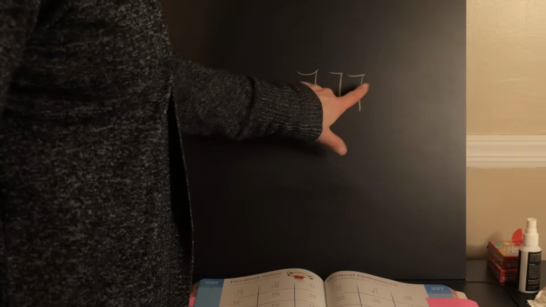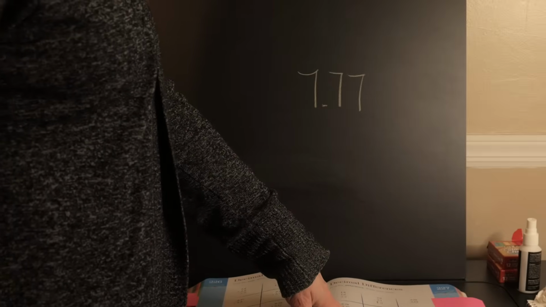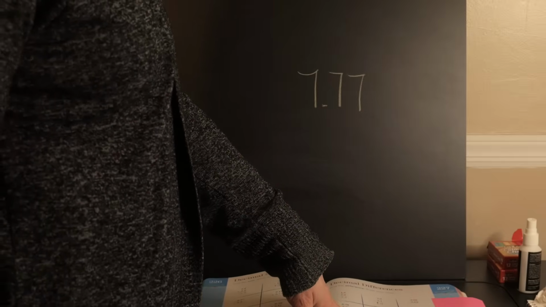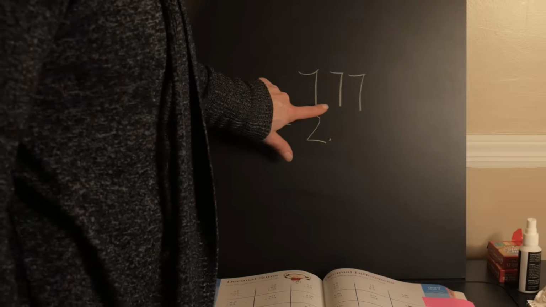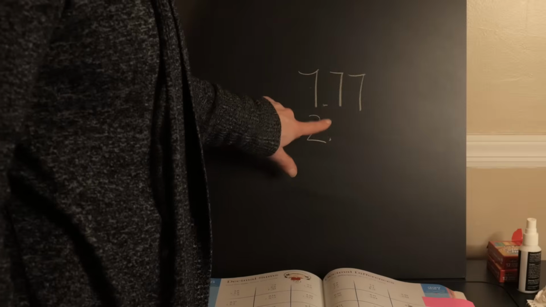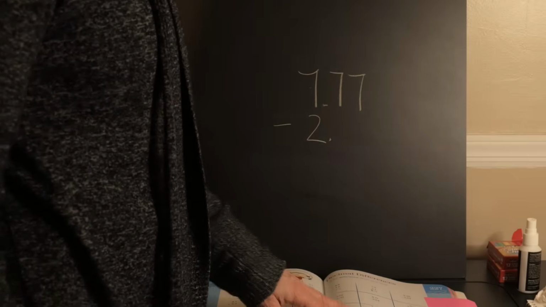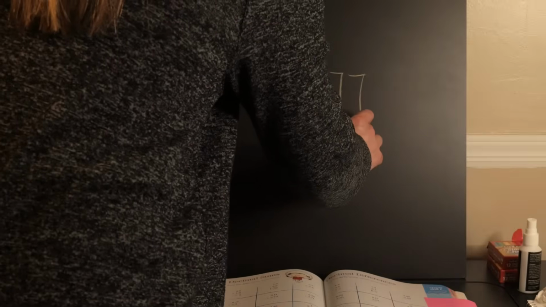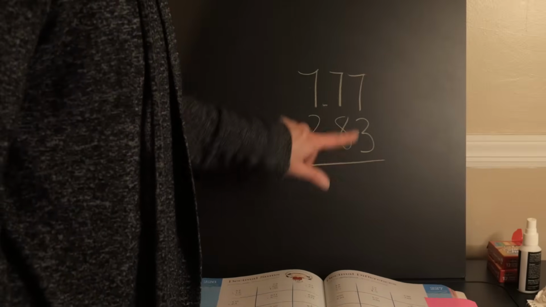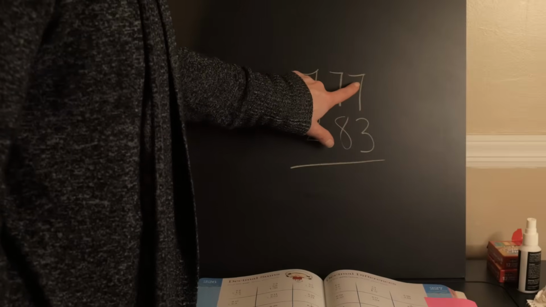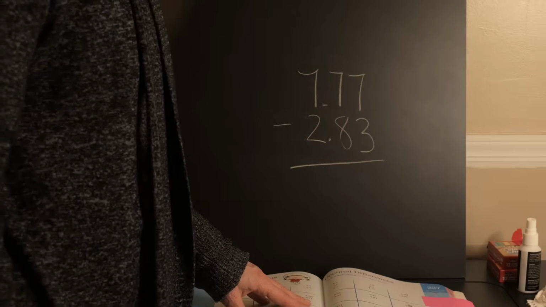Let me make that a little more obvious. 7.77, and we're going to subtract from that 2.83. So we have the same number of digits. There are 3 digits in both of these numbers, so they line right up. The most important thing is that we always need to make sure the decimals are lined up in the same position. So it's 2.83. And now we can do our simple subtraction. We have a 7 minus a 3, and that is 4.